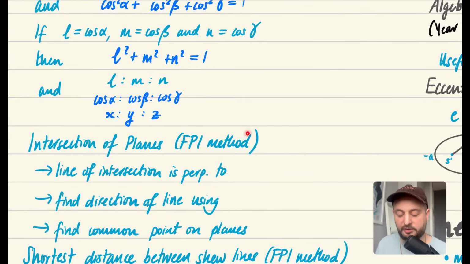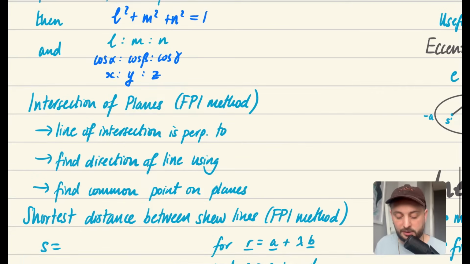And I've got a video going through a couple of examples where they've used that. Intersection of planes, this is the FP1 method. If you want to use the CP1 method, then of course you can do, but there is just this alternative way of finding this.